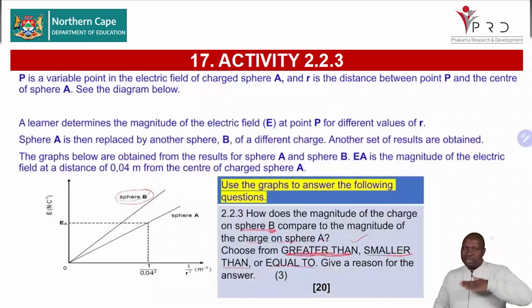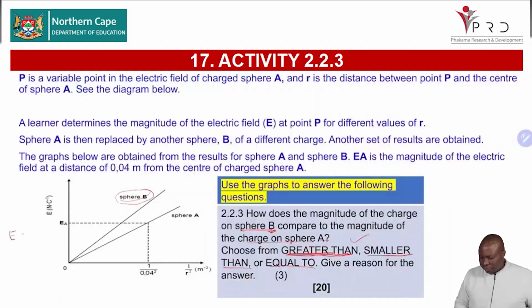It's moving in that direction. The gradient is getting steeper, which shows that the gradient increases. Remember, we said this graph is a graph of E equals KQ, which we said is our gradient, and 1 over r squared, we said is our x. So in the x, our gradient is this one. So it means that for sphere B, we're having an increase.